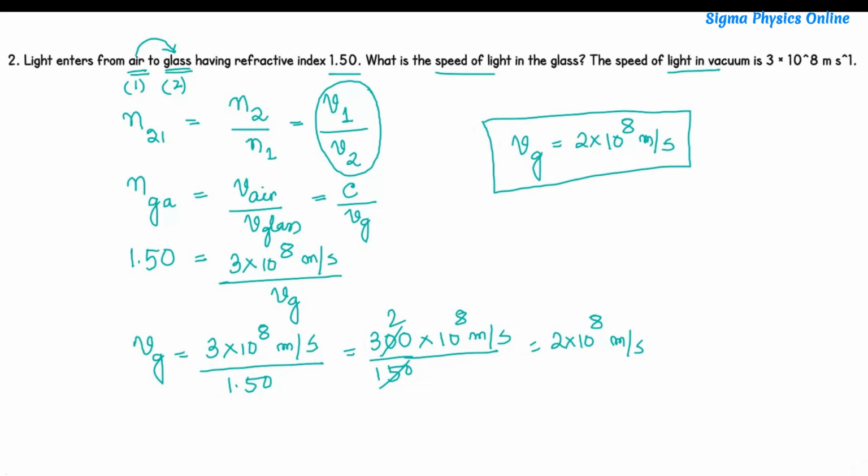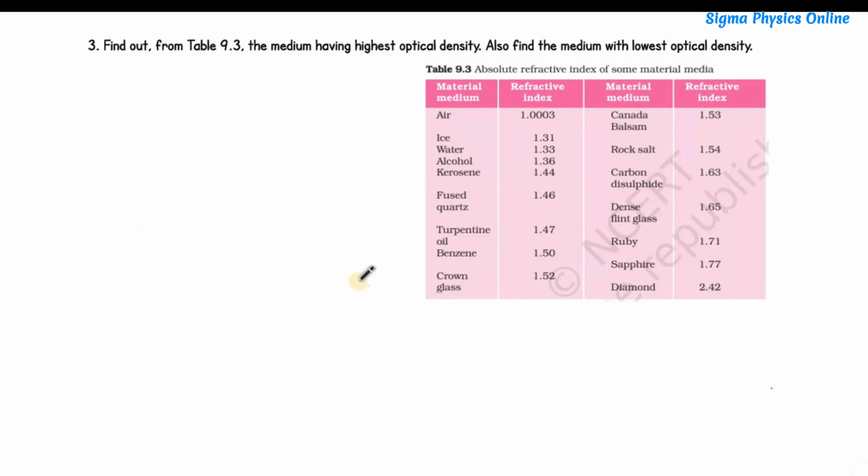Let's now solve the third question. The third question is: find out from table 9.3 the medium having the highest optical density. Also find the medium with the lowest optical density. So here we have the table of absolute refractive index of some materials. Absolute refractive index means the refractive index of these given media with respect to air. So the refractive indices of all these media are given over here.